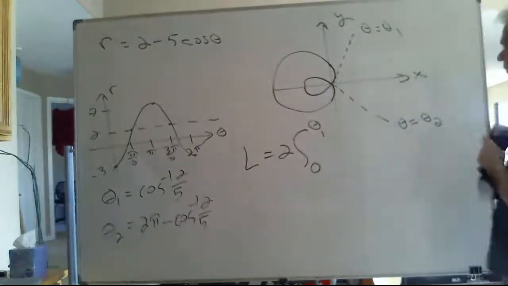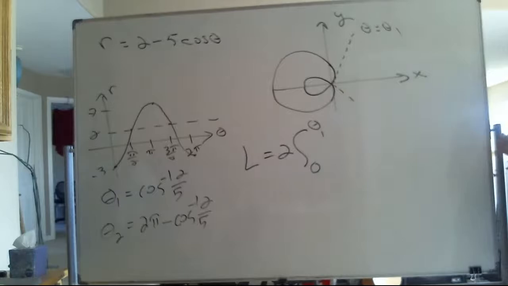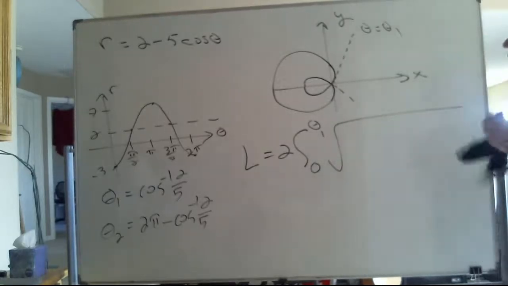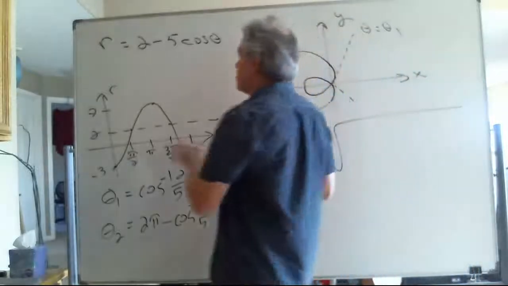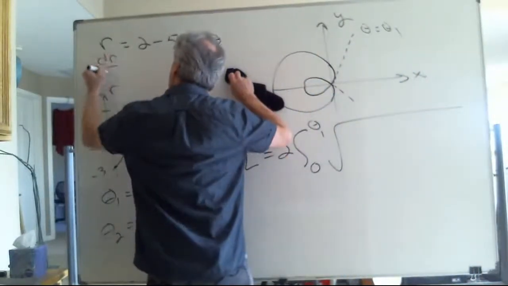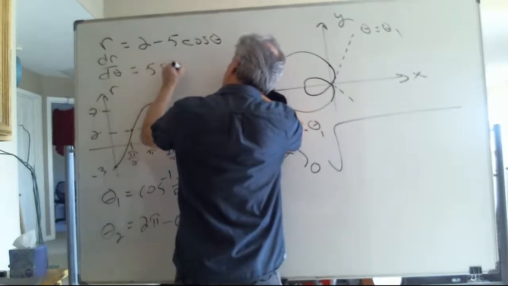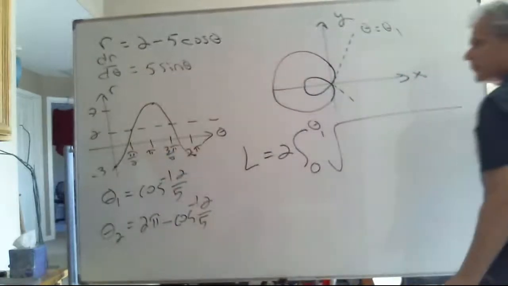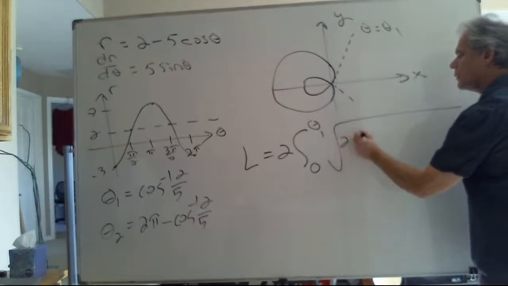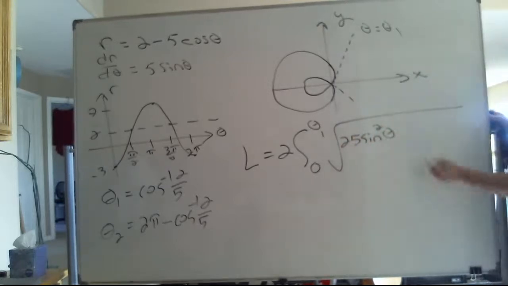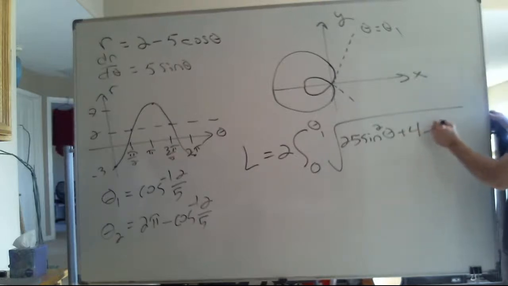And where's my eraser? In the integrand's position, I have this. Now, dr d theta is merely this. So its square is going to be this. Add that to r squared.